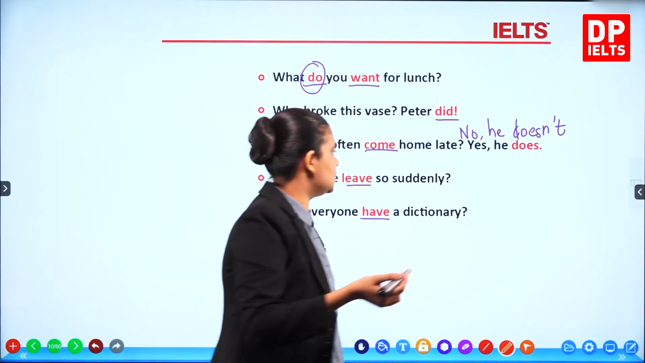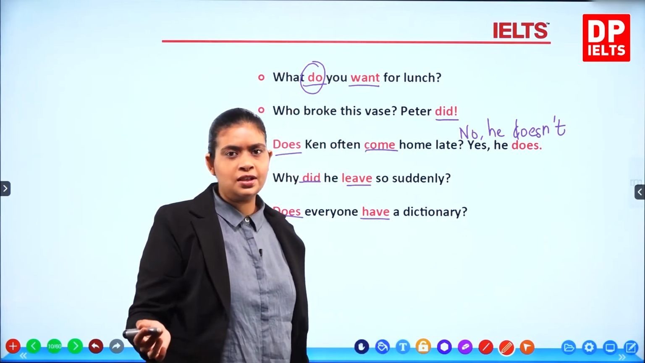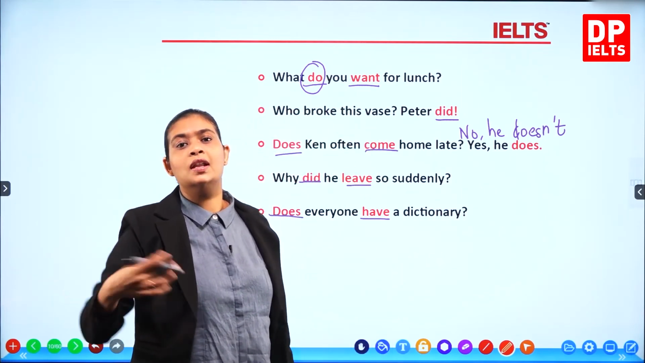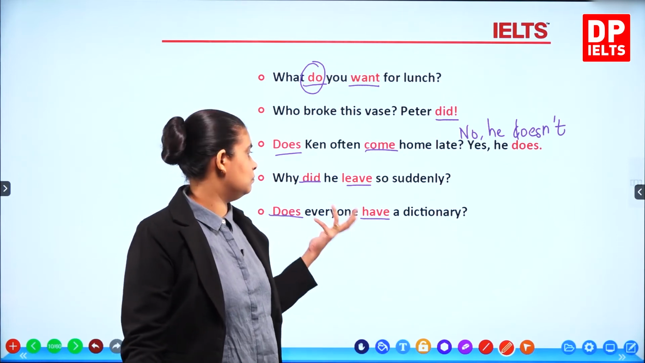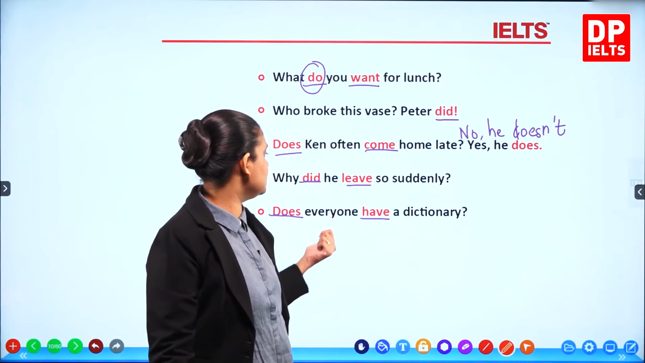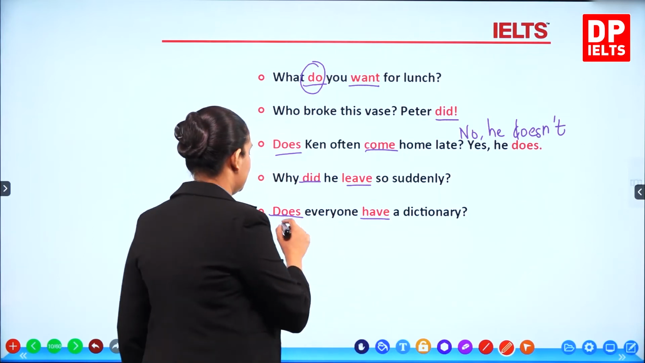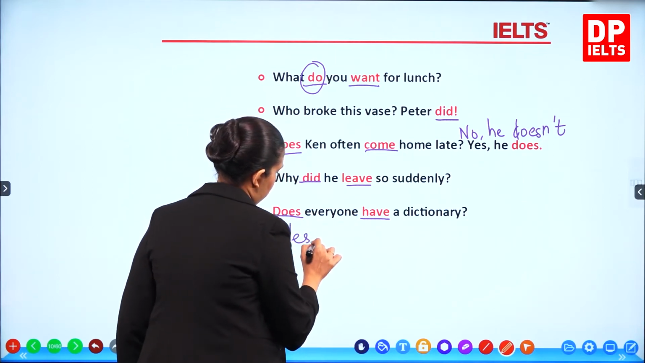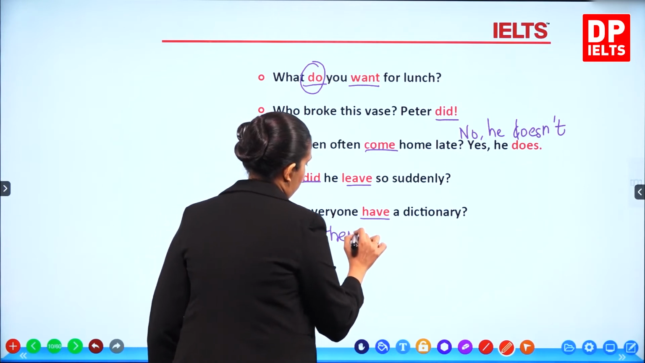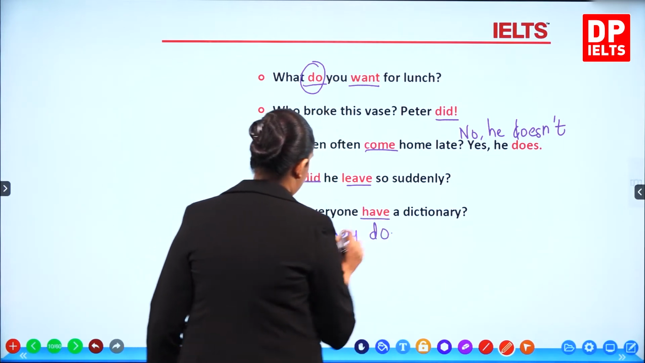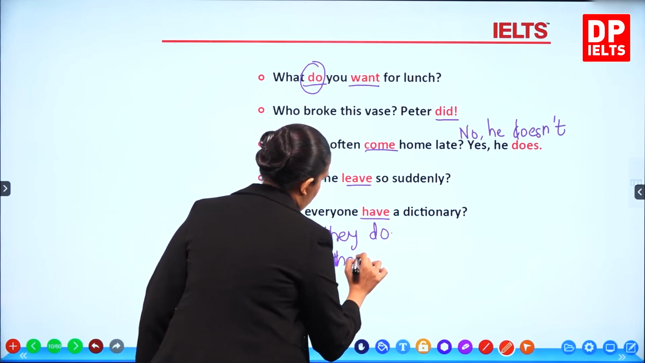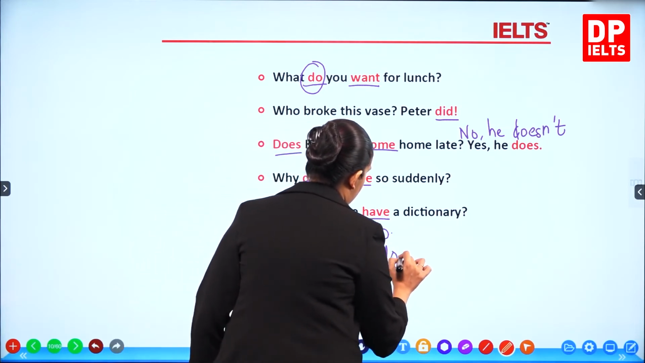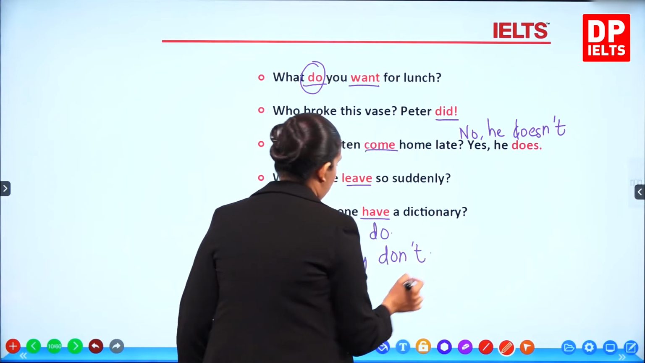Why did he leave so suddenly? Because he was tired, or because he had another class to attend, or because he wanted to go for a party. You can use any answer. Does everyone have a dictionary? Yes, they do. Or you can say no, they don't. Okay?